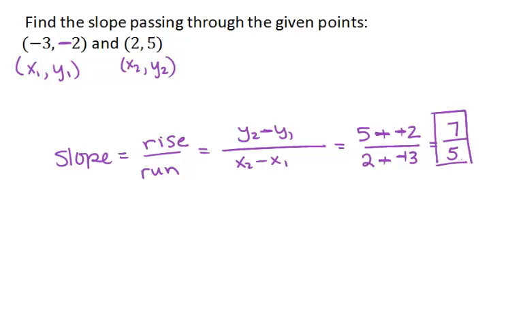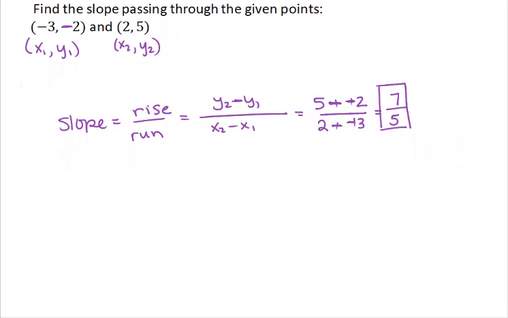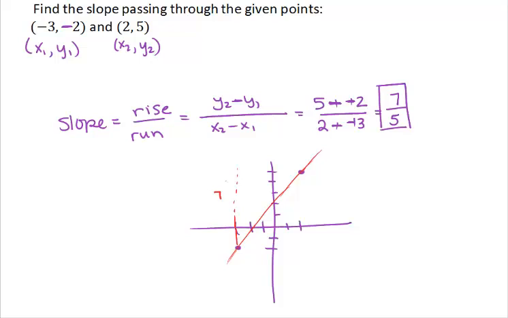Now, I can double check this by graphing this. So let me plot my 2 points here. My first one is -3, -2. My second one is 2, 5. So here are my 2 points. If I wanted to graph the line and figure out my slope, that means I would go up 7 units, and that means I would go over 5 units. So that's how this line would be figured out. Notice that my line is going up, or it's increasing from left to right. It is increasing from left to right because I have a positive slope.